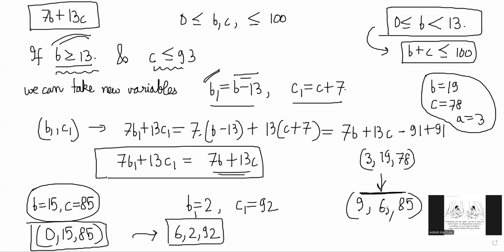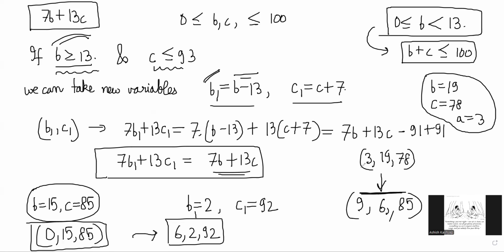Think about it. B is 6. That means you have 7 into 6, 42, plus 13 into 85. That will be the product. And here it was 7 into 19 plus 13 into 78. You can check that both the values will be same, right?